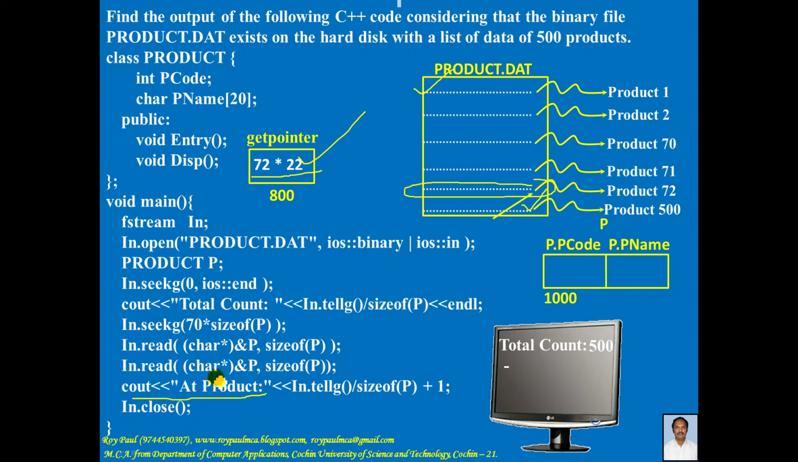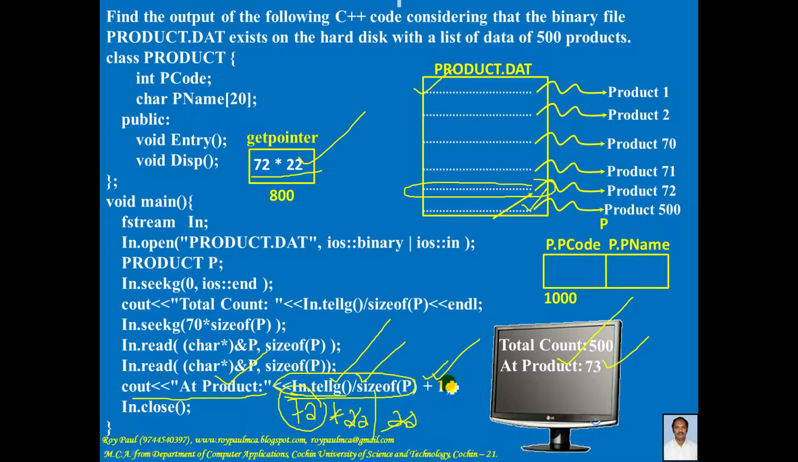Now here you get the next answer, "at product". So on the computer's monitor you get "at product" followed by in.tellg. tellg returns the current value of the get pointer. So here you get 72 into 22, the whole divided by 22. So this 22 and 22 get cancelled. So here you get 72 plus 1, so it becomes 73. Remember, division has higher precedence when compared to plus. So first you need to do this division and after that plus 1. So you get the answer 73.